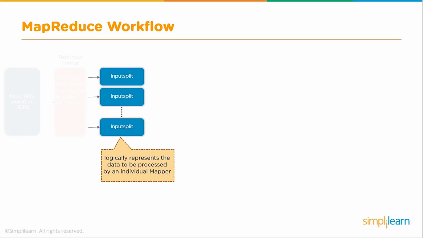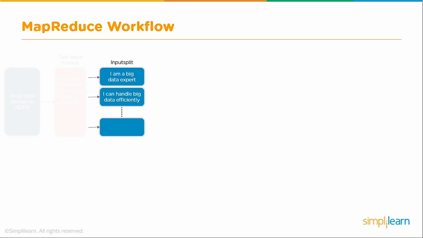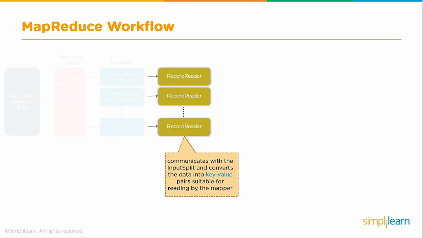So you could have one or multiple splits which need to be processed, depending on the file size and what properties have been set. Now once this is done, you have your input splits which are subjected to the mapping phase. Internally you have a record reader which communicates with the input split and converts the data into key value pairs suitable to be read by the mapper.